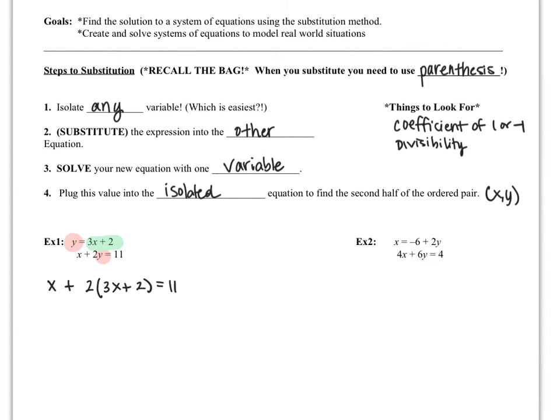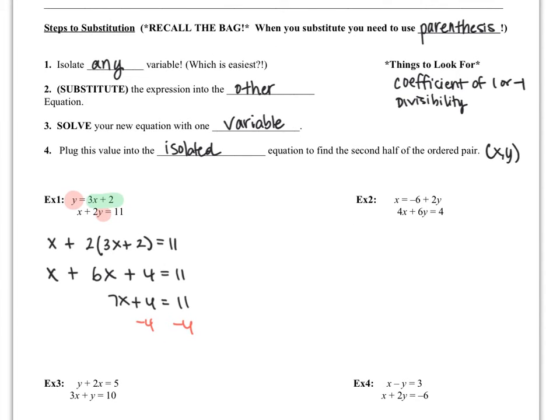So to solve this equation, I'm first going to distribute. So I'm going to get x plus 6x plus 4 equals 11. Then I'm going to combine, so I'm going to get 7x plus 4 equals 11. Then I would subtract 4 from both sides. So you can see now I'm just solving a traditional single variable equation. And so my new equation would say 7x equals 7. Then I would divide both sides by 7 to get x equals 1.